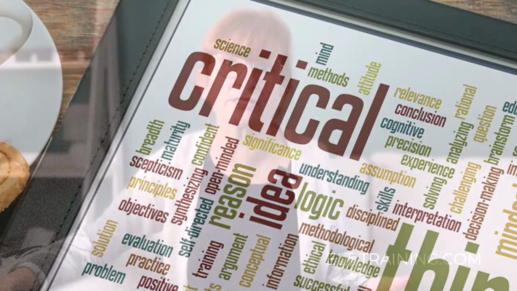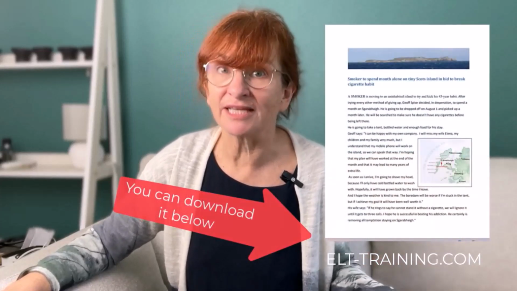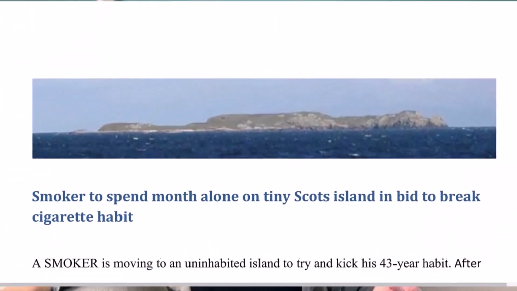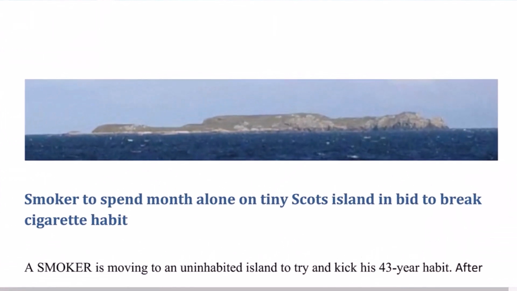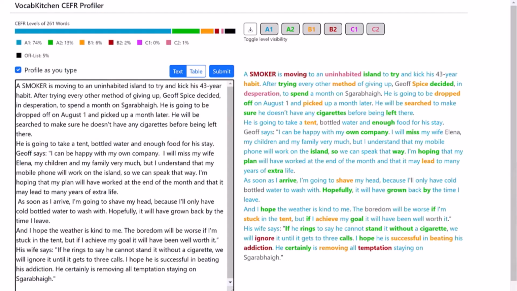I'm going to work on the assumption that you're dealing with a written text. You could do the assignment on a listening text, but it's easier to show with the written words, so let's stick to that here. Here's the example I'm going to work with. You have your text and you want to see if it's appropriate for your learners. If you want to know what the level of the text is, you can paste it into Vocab Kitchen and it'll tell you how difficult the vocabulary in the text is.